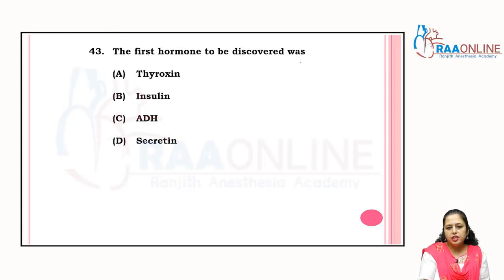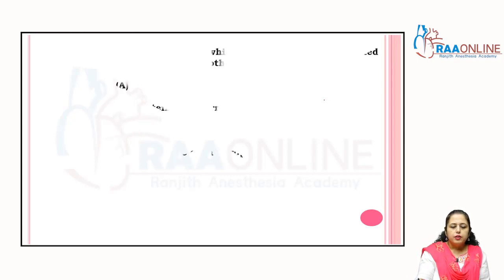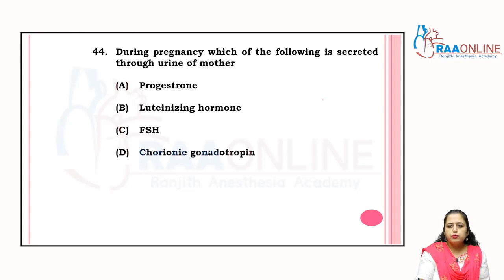The first hormone to be discovered was secretin. The first hormone which was discovered, that is secretin, right? During pregnancy, which one of the following is secreted through the urine of the mother, that is HCG? Right, it is the confirmatory diagnostic test. It is the confirmatory diagnostic test of pregnancy. Clear?